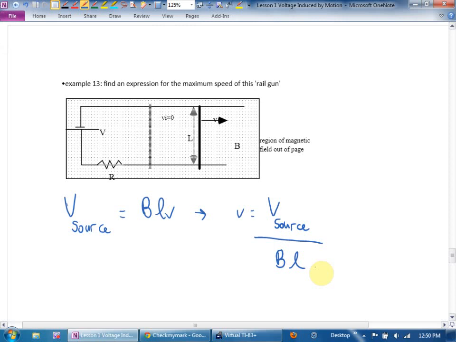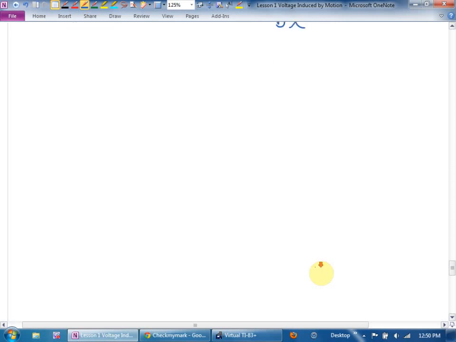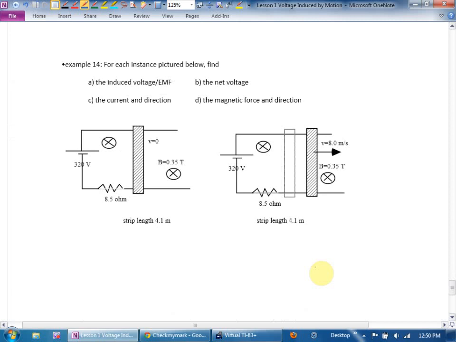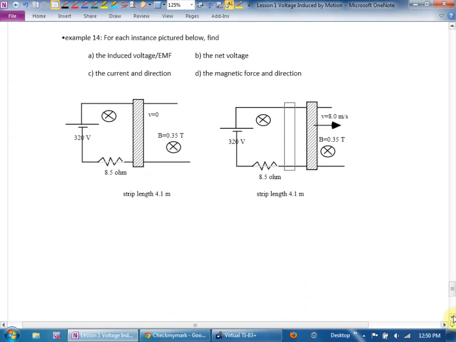Let's try some with numbers. Example 14. For each instance below, find A, B, C, and D. I'll draw a little line down the middle, and we're going to do each one at the same time. So let's do A, the induced voltage, at the same time.